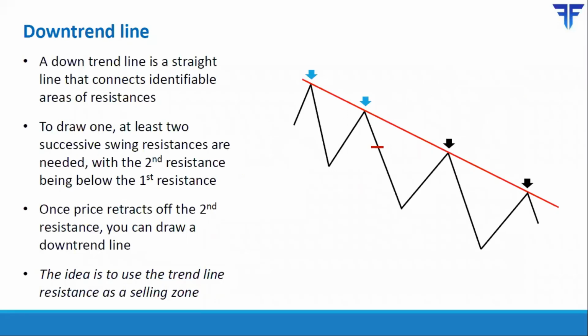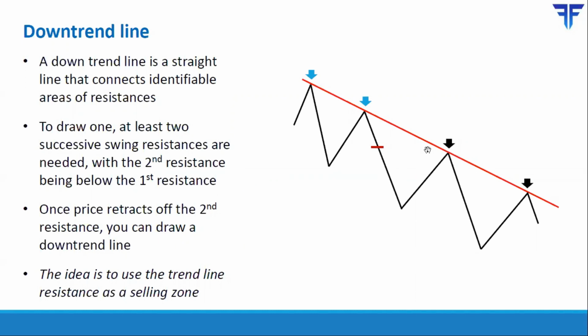Now the opposite of an uptrend line is a downtrend line. A downtrend line is a trend line that connects successive swing highs or swing resistances. In order to draw a downtrend line, all you need is two important highs. Once you have two important highs, you could connect those two highs using a downward sloping trend line and extend the trend line to the right.